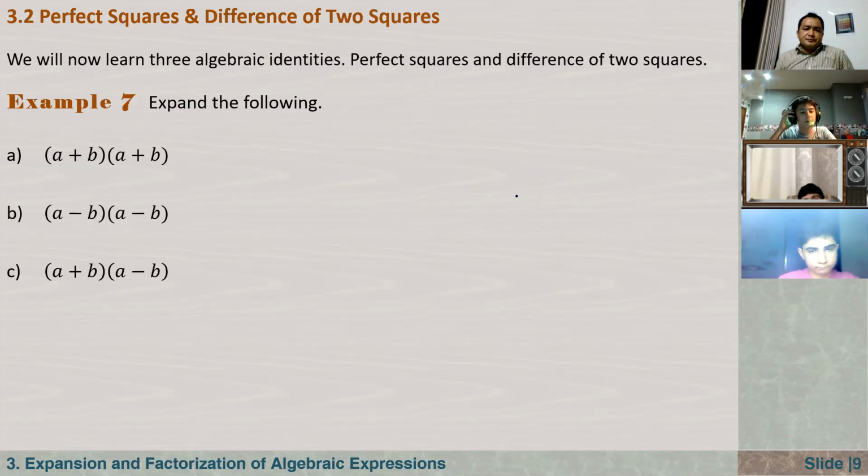All right, let's continue. Perfect squares and difference of two squares. Now here we have two mathematical concepts.